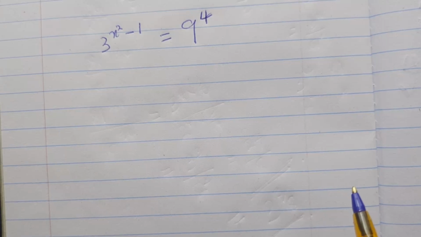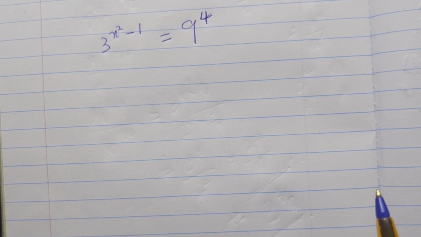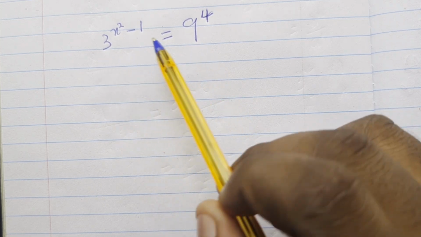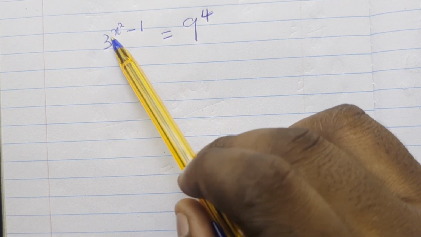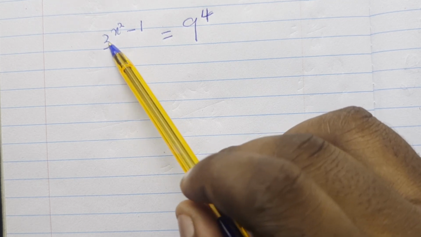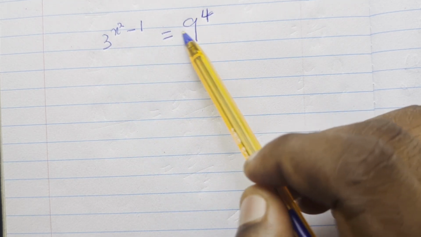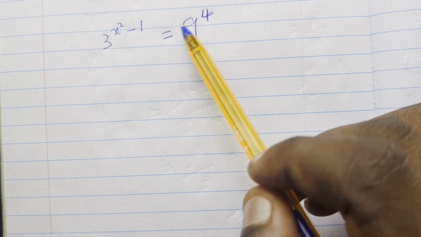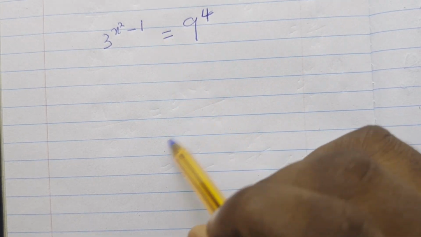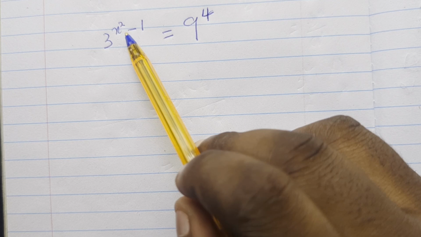We want to find x in this exponential equation. Before solving exponential equations, you have to make sure the base here is the same as the base here. And if you're able to make the bases the same on both sides of the equal sign, then you can equate the exponents. So this is 3 to the power x squared minus 1.